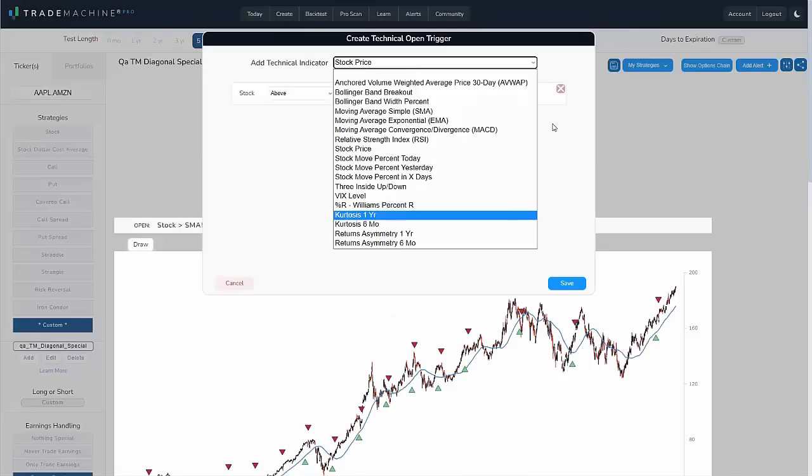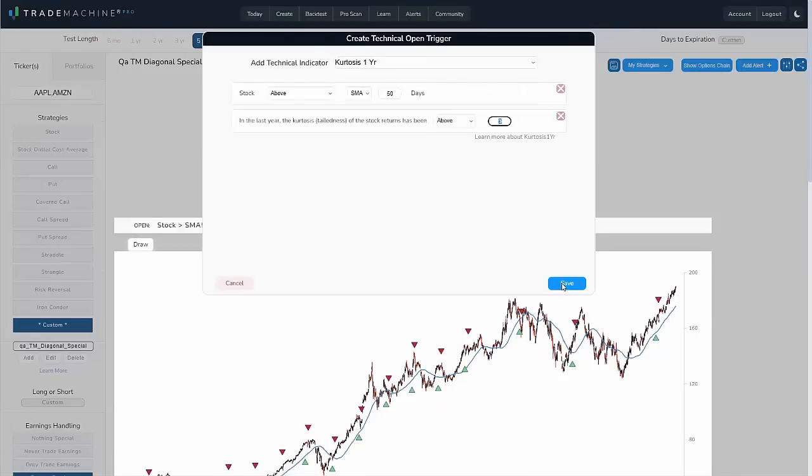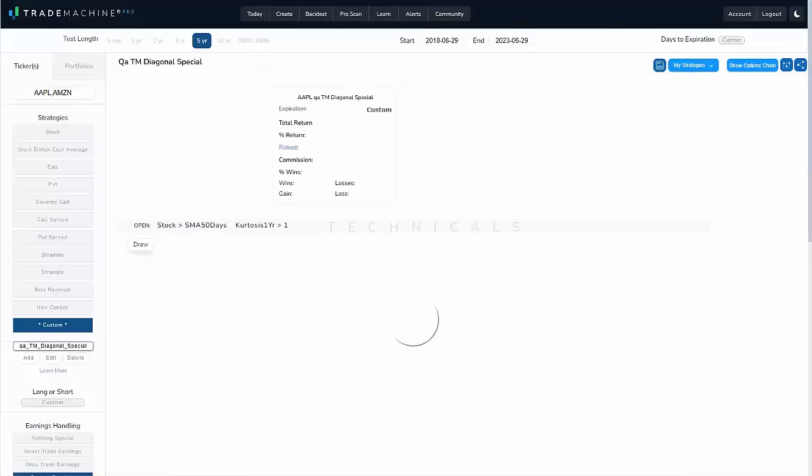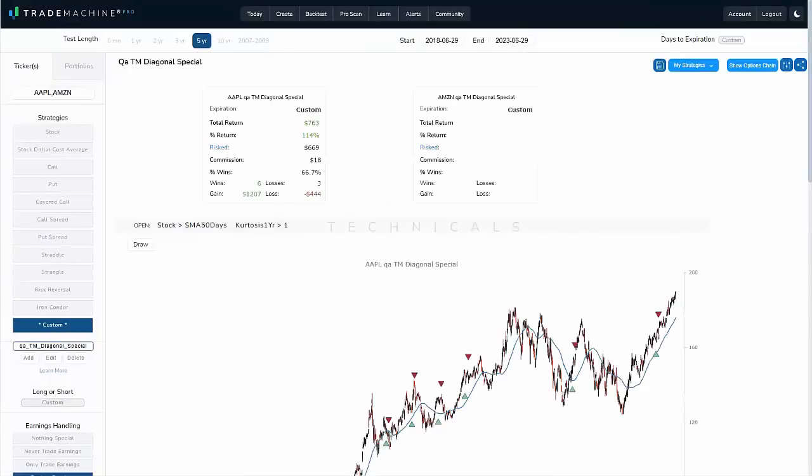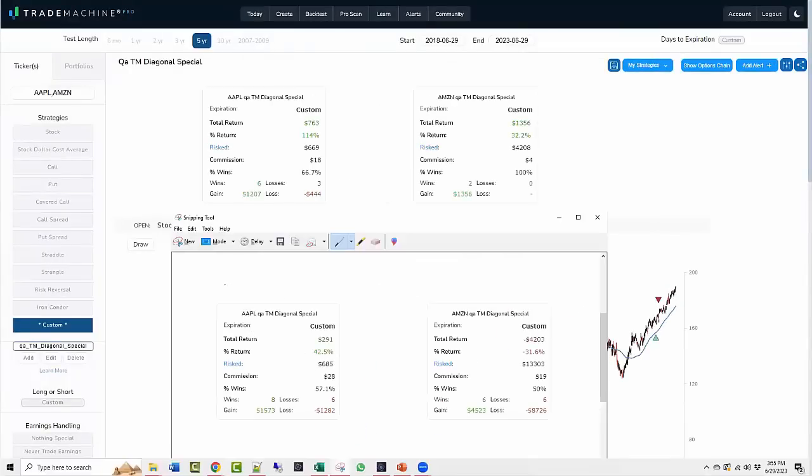So if you recall, all I did was I said the 1-year kurtosis was greater than 1. I'm going to do the exact same backtest, nothing else. Remember the results I had before? Okay. So this is the old one. The return for Apple was 42%. Now the return for Apple is 114%. Same trade. All I did is I avoided the times when the skew and the kurtosis were not in my favor. Amazon was actually negative over the last 5 years.